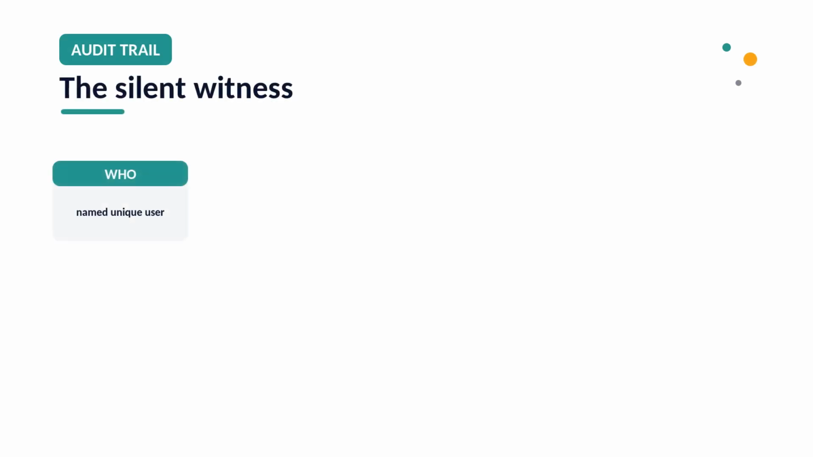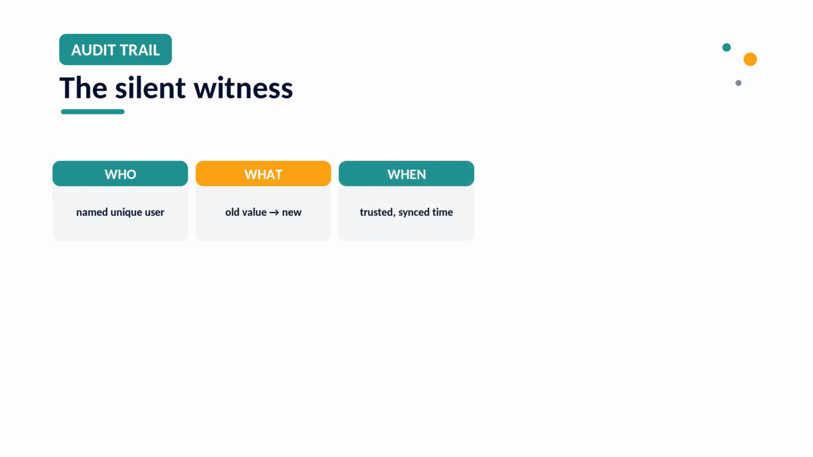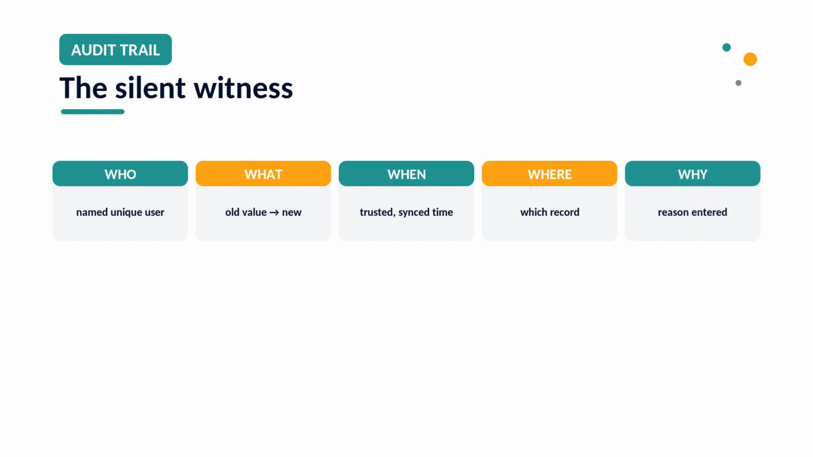Control 2. The audit trail, the silent witness. A compliant audit trail answers 5 questions, automatically. For every action: who did it, what changed, the old value and the new. When, from a trusted, synchronized clock. Where, which record and instrument, and why, a reason the user enters or selects.